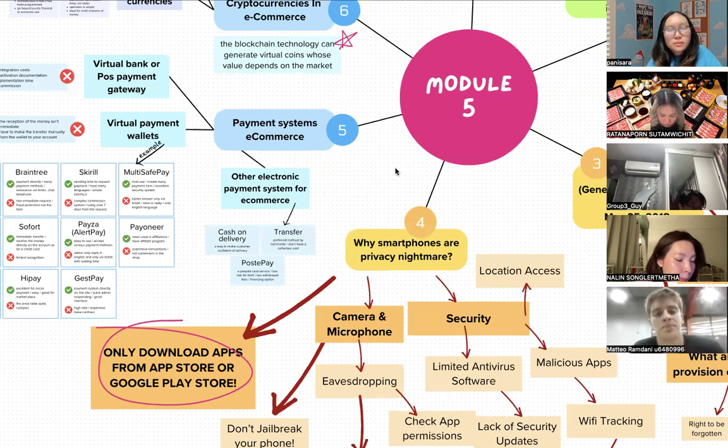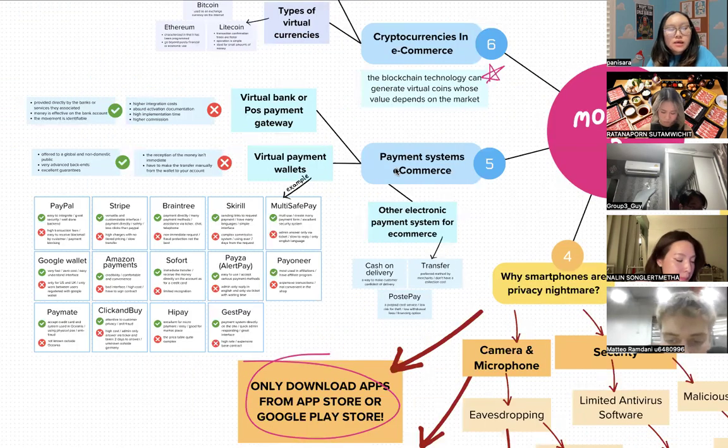Move on to the payment system in e-commerce. There are three different types of payment system, which are virtual bank or POS, payment gateway, virtual payment wallet, and others. I'll talk about virtual bank or POS gateway first. It has advantages like being provided directly by the bank or service they associate. Money is effective on the bank account and the movements are identifiable. And the disadvantages are higher integration costs, abstract activation documentation, high implementation time, and higher commission.